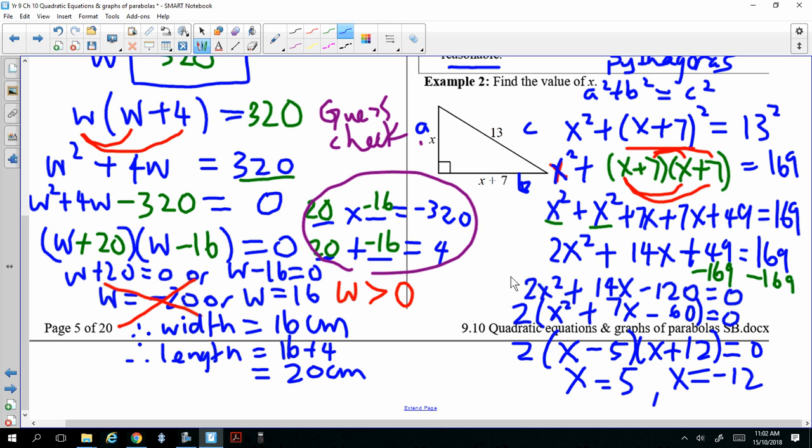Okay, now remember we cannot have negative because x stands for the length. So therefore x equals to 5 only. We have to reject the negative 12. x is positive, therefore x is 5.